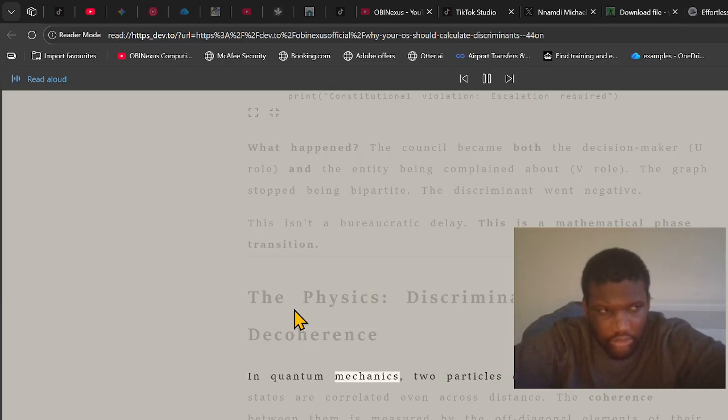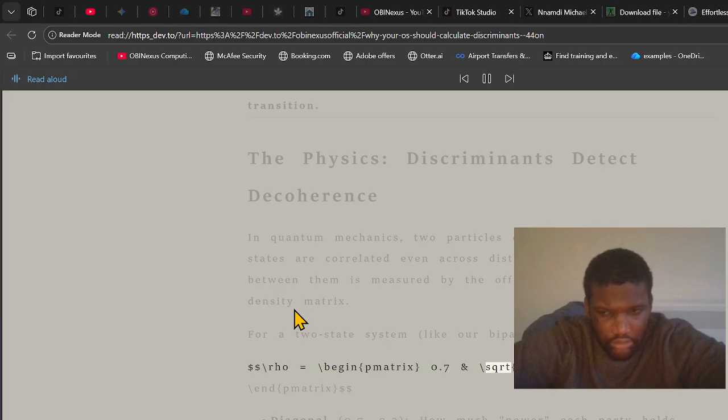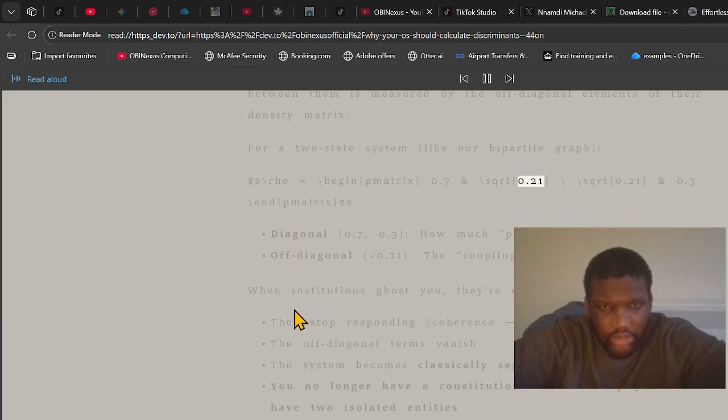In quantum mechanics, two particles can be entangled: their states are correlated even across distance. The coherence between them is measured by the off-diagonal element of their density matrix. For a two-state system, like our bipartite graph, rho equals a matrix with 0.7 and the square root of the product on the off-diagonal.